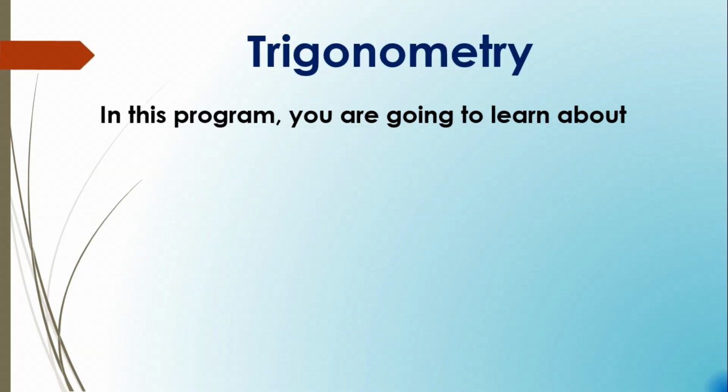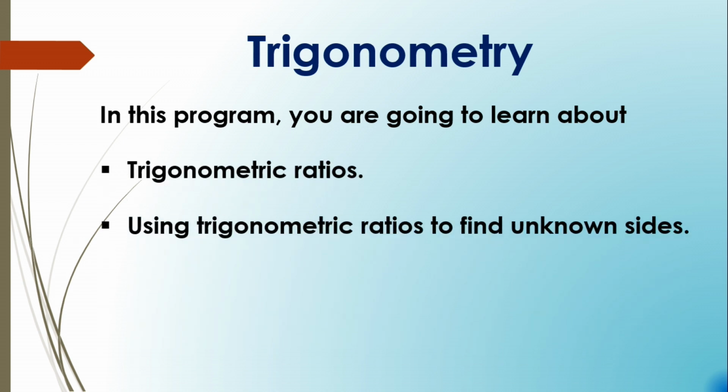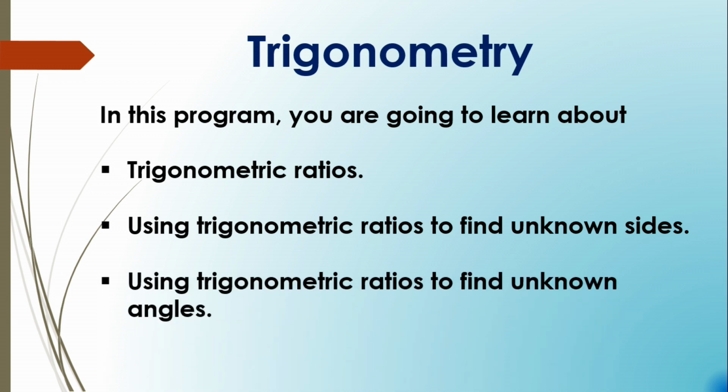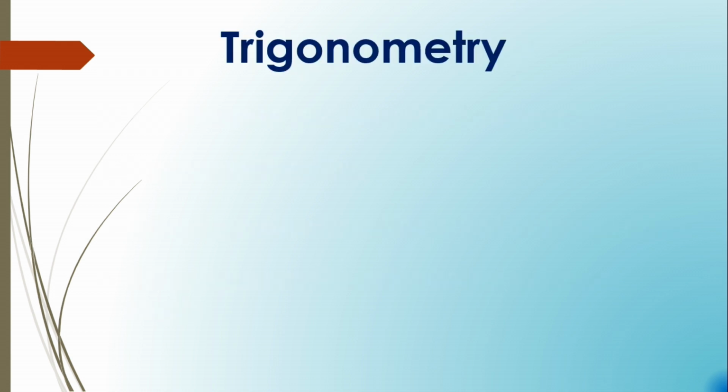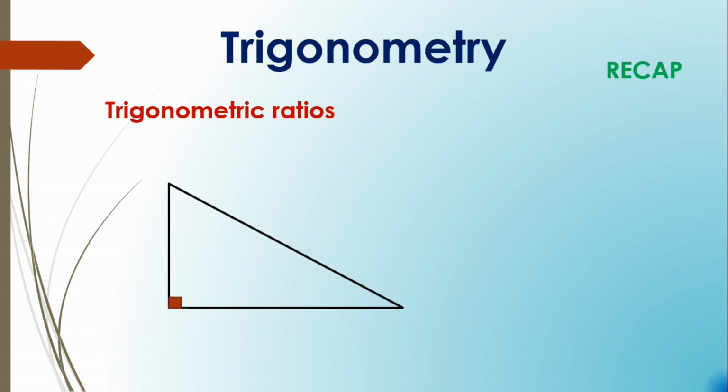In this second part, we are going to talk more about trigonometric ratios. Students, in this program, you're going to learn more about trigonometric ratios. Then you're going to learn how to use trigonometric ratios to find unknown sides and unknown angles. So let's begin with a recap of whatever you have already learned in the first part of this chapter.